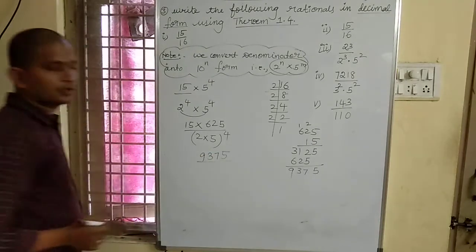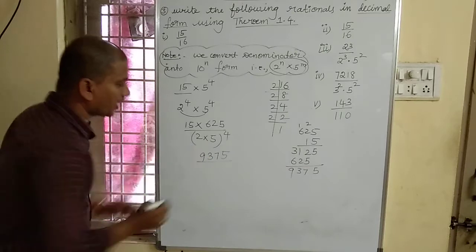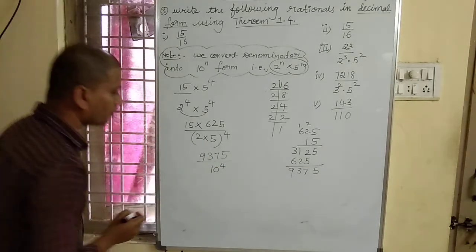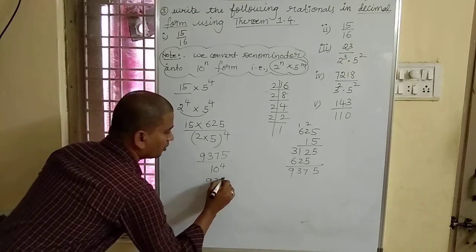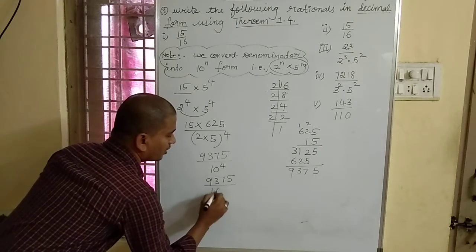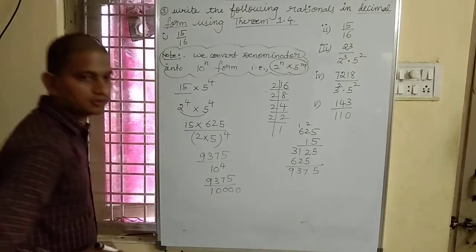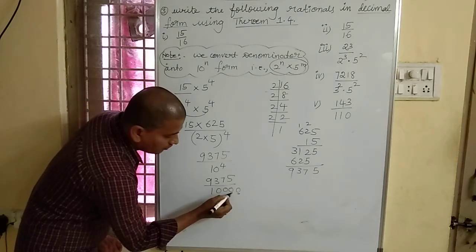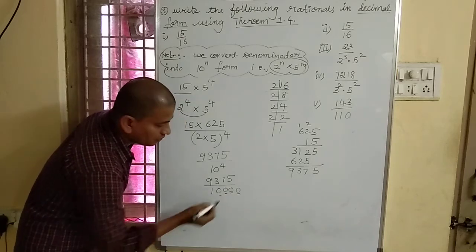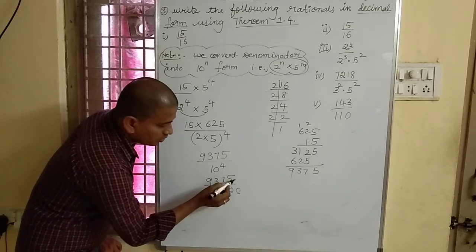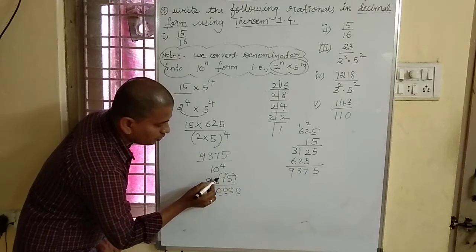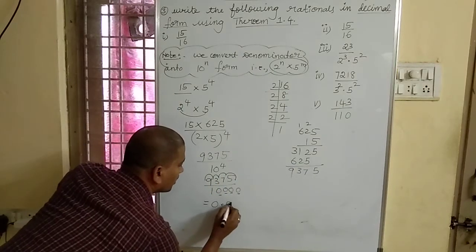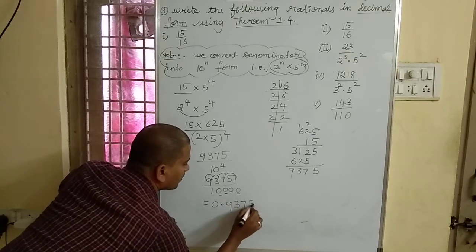9375 divided by 2 into 5, which is 10, to the power 4. So what is 10 to the power of 4? 10 to the power of 4 is nothing but 10,000. We are dividing by 10,000. We have 4 zeros here, so we have to shift the decimal place towards the left-hand side by 4 digits. So it will become 0.9375.